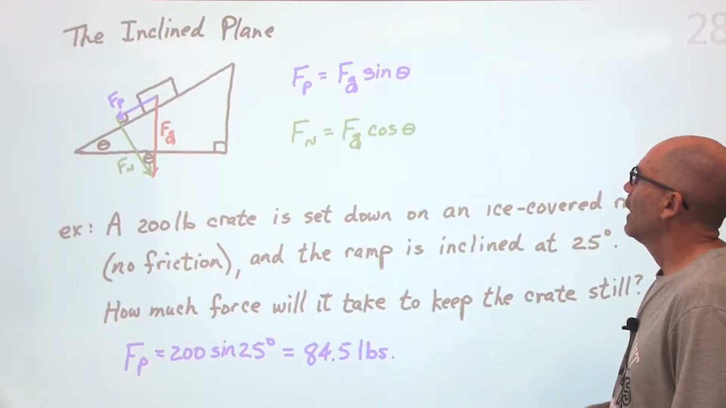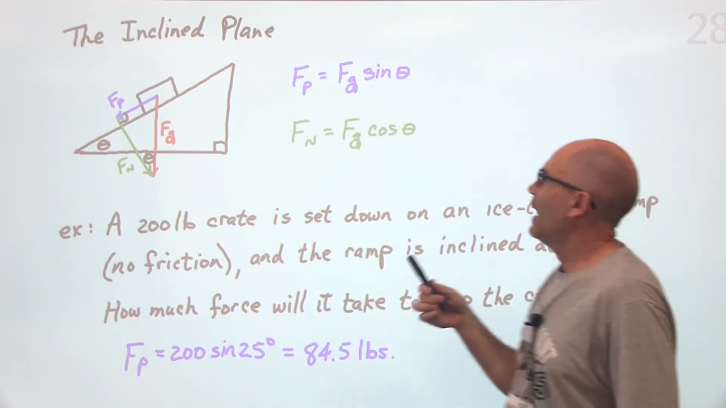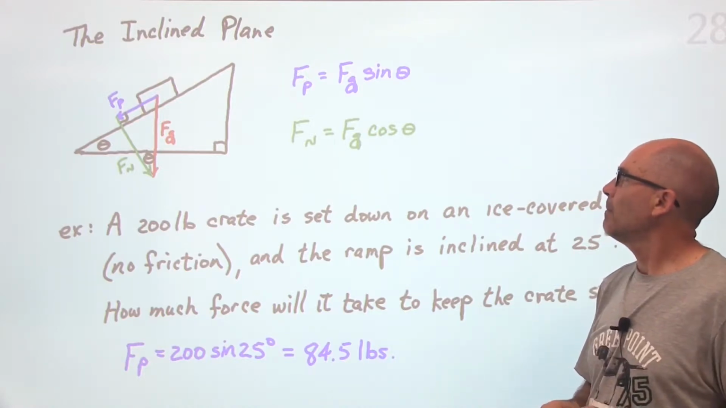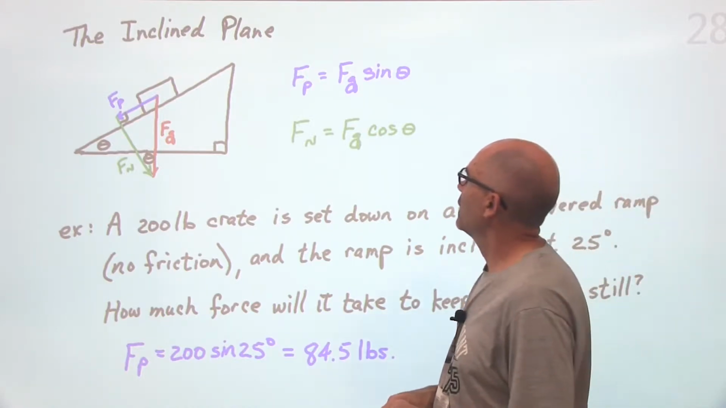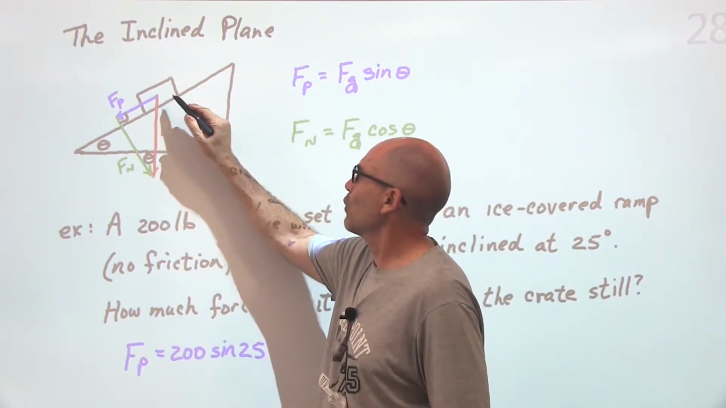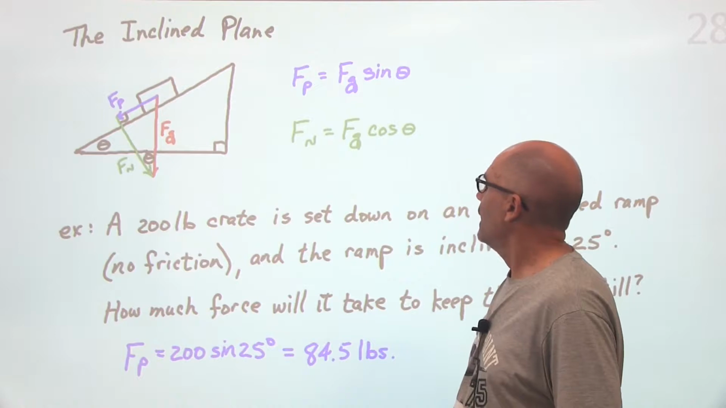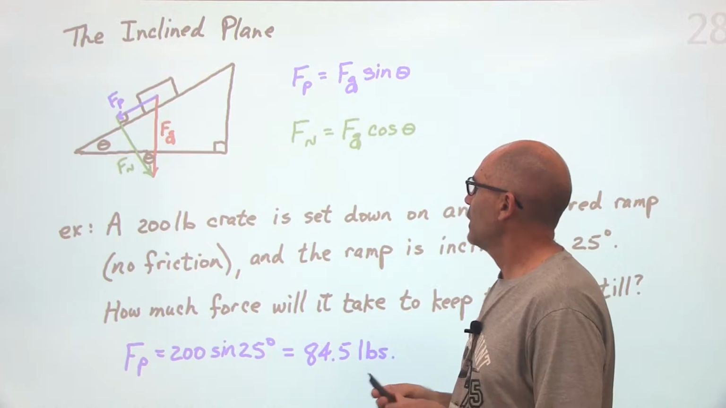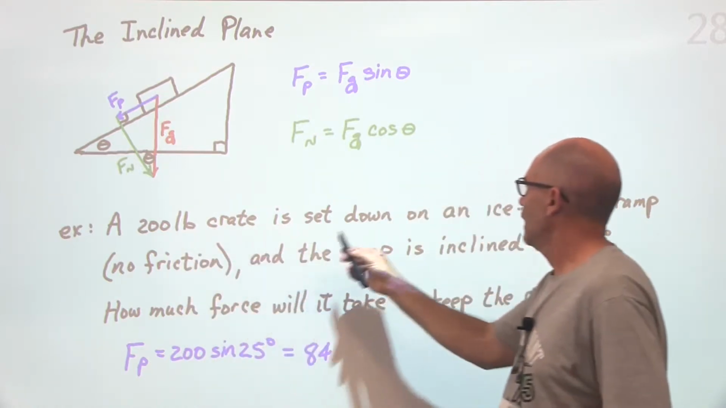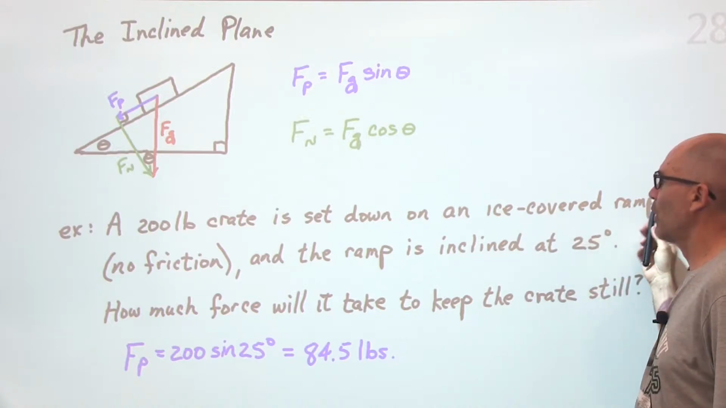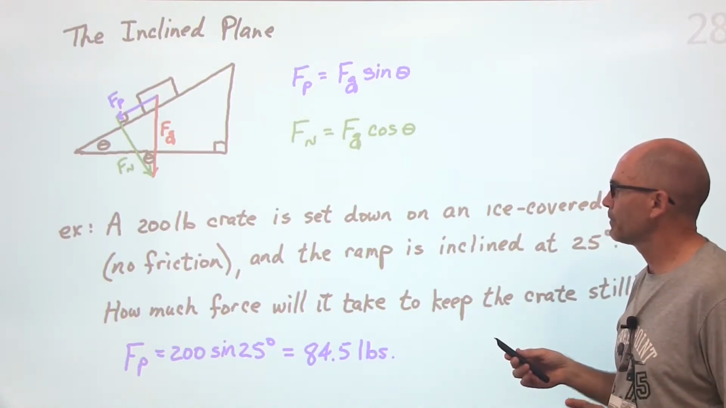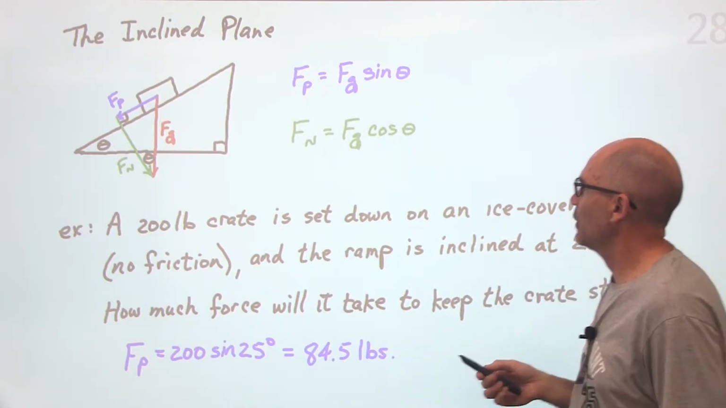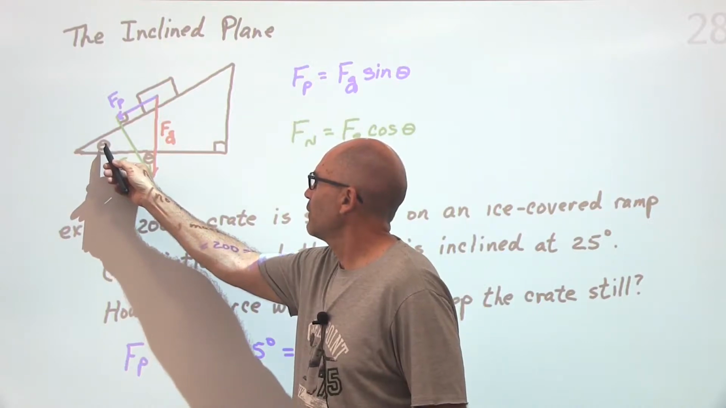All right, now we have an inclined plane. This is similar to what we were just dealing with. You've got the classic example of a box or a crate on a ramp. First thing we do is we ignore friction. So we say a 200-pound crate is set down on an ice-covered ramp, so we have no friction at all. And the ramp is inclined at 25 degrees. So theta is 25 degrees.